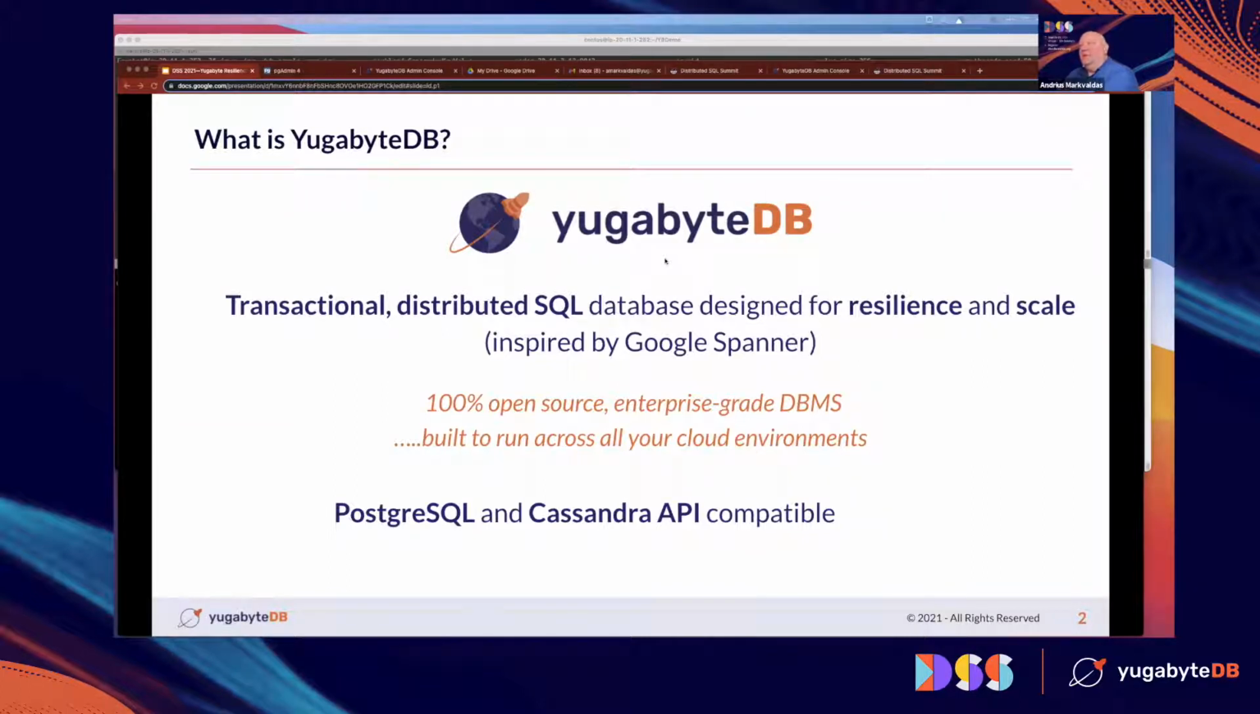And most importantly, it's built to run across all your cloud environments, whether they're provided by a vendor or in your on-premise data center, leveraging physical or virtual machines, or even container orchestration applications such as Kubernetes. Regardless of the deployment, you have a completely distributed and transactional data fabric for your application ecosystem that is not only Postgres, but also Cassandra API compatible.